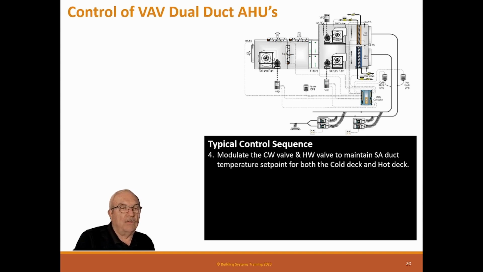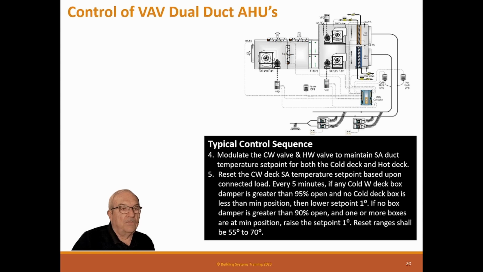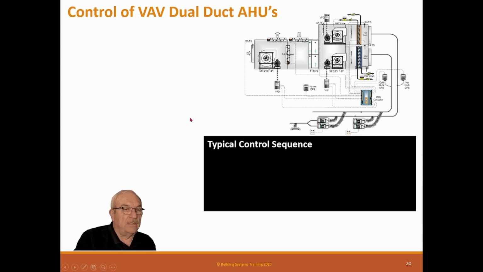Modulate the chilled water valve and hot water valve to maintain supply air duct temperature set point for both the cold deck and the hot decks. Reset the chilled water deck. Okay, now both of these will have reset on them again, just like a regular system. Reset the chilled water deck temperature set point based upon the connected load. Every 5 minutes, if any cold deck box damper is greater than 95% open, and no cold deck box is at minimum position, then lower the set point 1 degree. If no box damper is greater than 90% open and one or more boxes are at minimum position, raise the set point 1 degree. Reset range should be 55 to 70 degrees for the cold deck side.